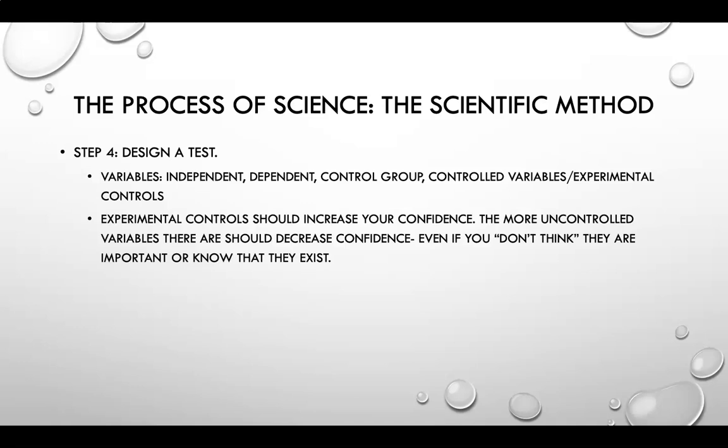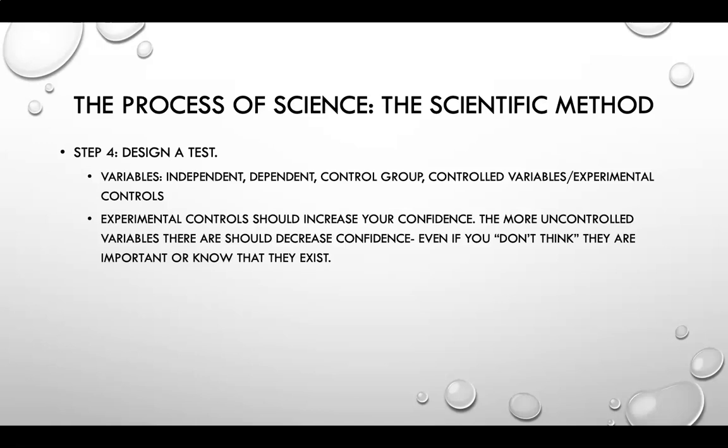Any uncontrolled variables should decrease your confidence. The more uncontrolled variables you have, the less confidence you can have in your results. The biggest mistake students make here is they'll say, well, I have this uncontrolled variable, but I don't really think it's important. Okay, it doesn't matter if you think it's unimportant or just that you know it exists. The fact is that those variables are uncontrolled and you have no idea how they are affecting your outcome. So even if you don't think they're important or you just know they exist, it does not eliminate them as uncontrolled variables and does not eliminate them as important.